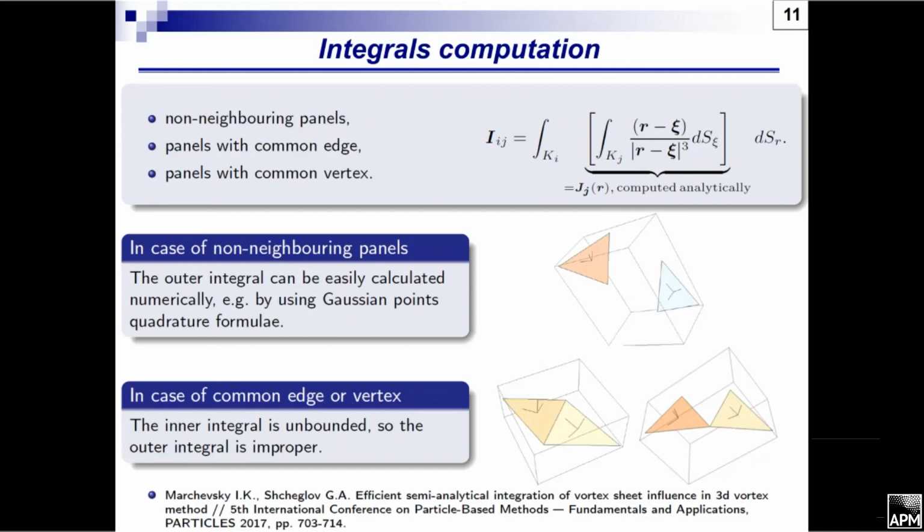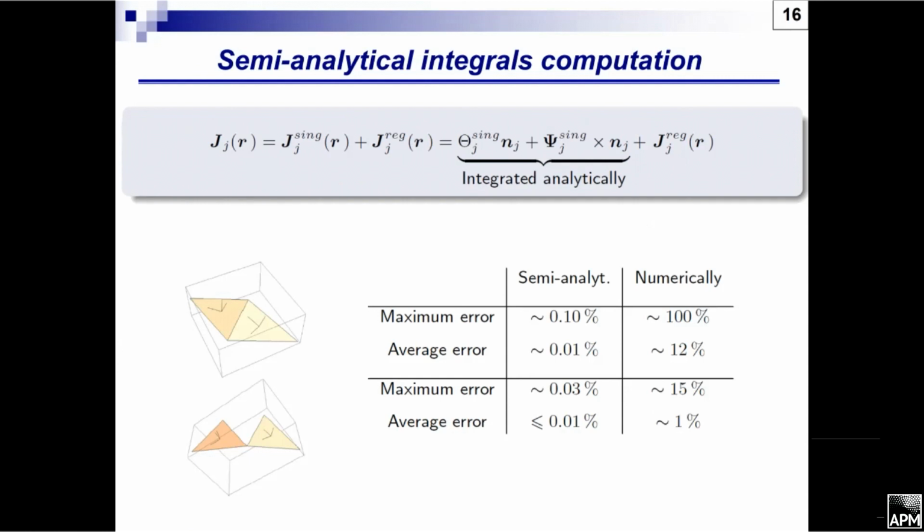But if we consider panels that are not neighboring, everything is okay. The accuracy is high enough and no problems at all. But if we consider panels with a common edge or common vertex, and we just compute the integral numerically, the error can have nearly the same order as the solution itself. So about 1% error can be obtained. We developed a semi-analytical technique for such integral computation.